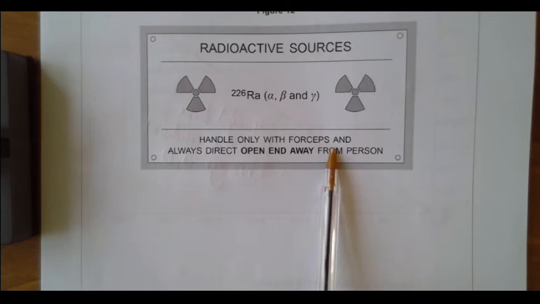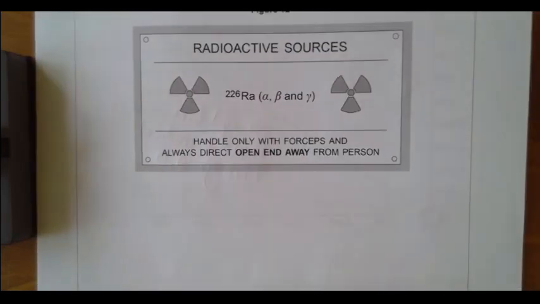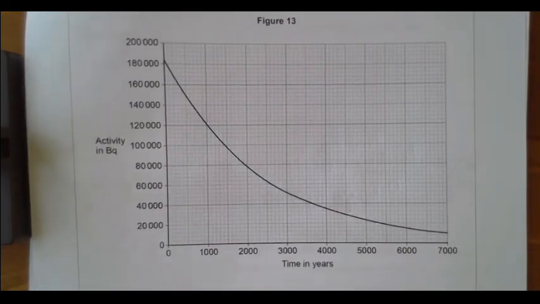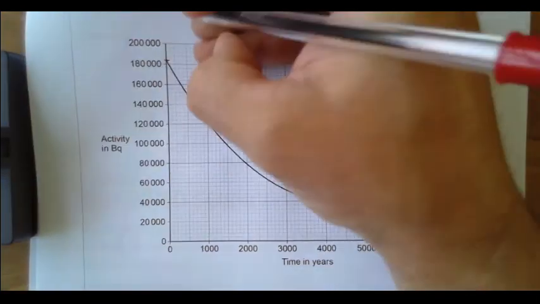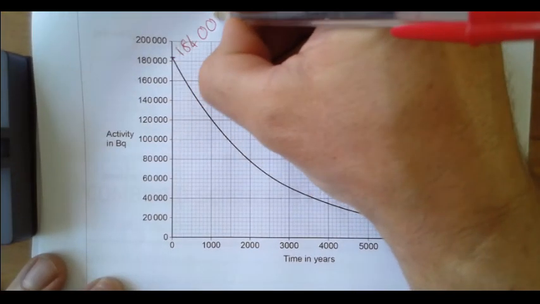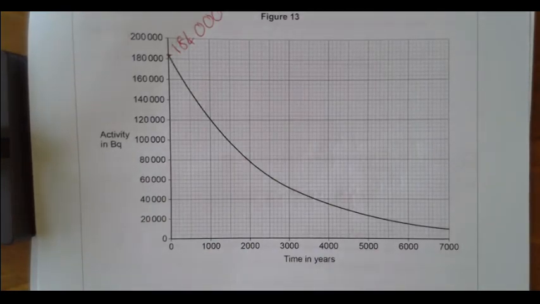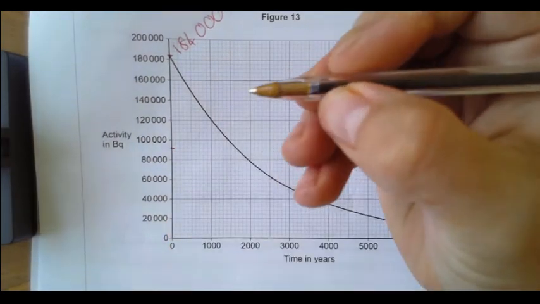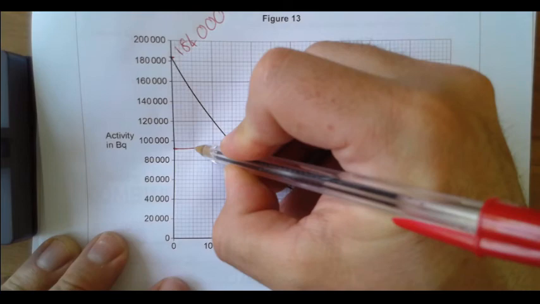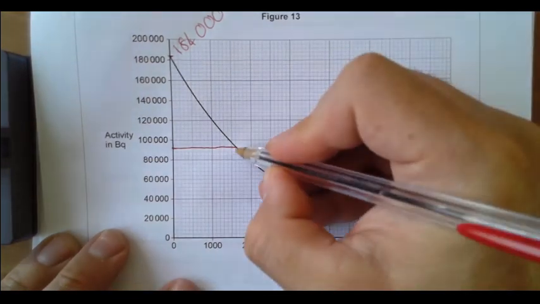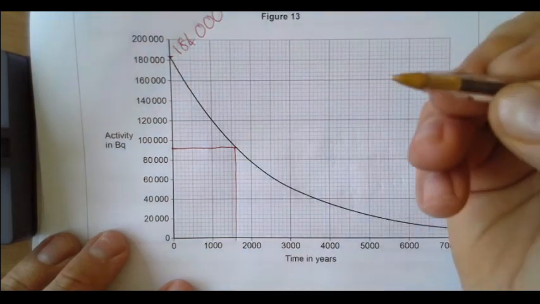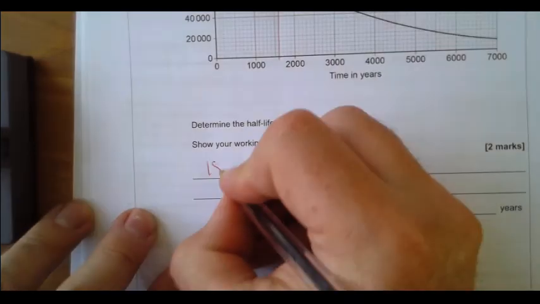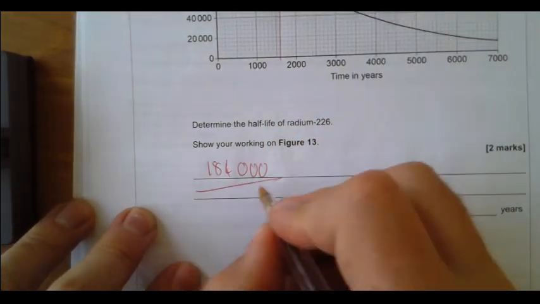So we have a half-life graph here. It looks to be starting our line at 184,000. Well, half of that is 92,000, so that looks to be around here. And then you follow across with a ruler, obviously, until you hit this line, drop down, and we're looking at about 1600 years. So 184, that's where we start, divided by 2 gives us 92,000. Reading off from the graph, it gave me a half-life of 1,600 years.